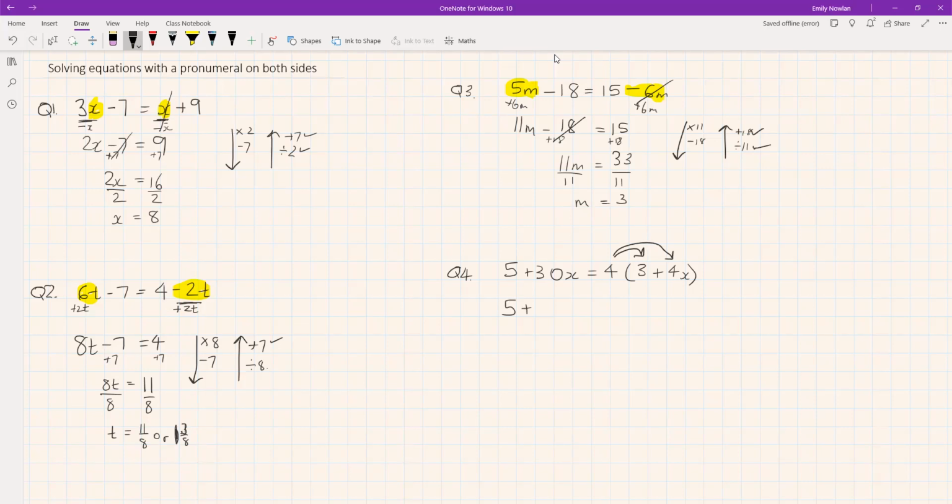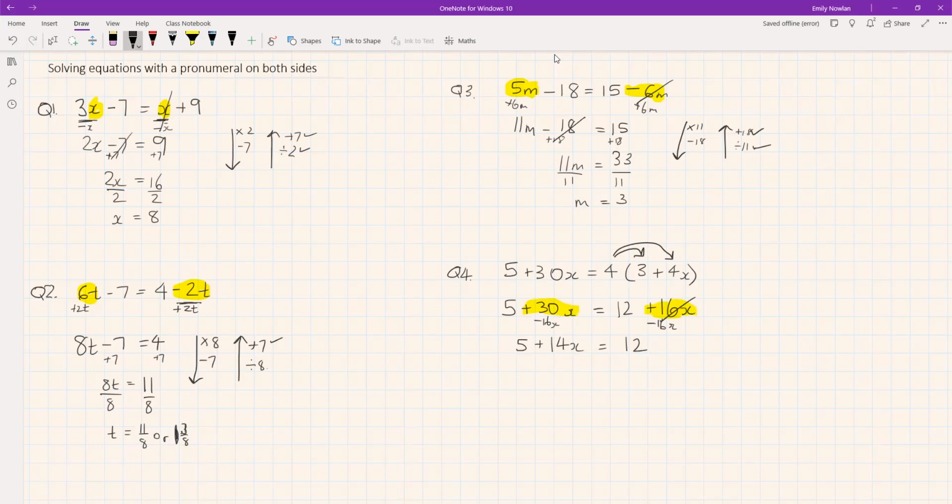So the question becomes 5 plus 30x is equal to 4 3s are 12 plus 4 4s are 16x. Okay, so now we can think, well, where are the pronumerals? So we've got this term of the pronumeral, and this term of the pronumeral. So which one is smaller? Because it's the easiest one to move. It's the 16x. So let's move this 16x by taking away 16x on both sides. So that goes. So on this side we're left with 5 plus 30x minus 16x is 14x equals just the 12.